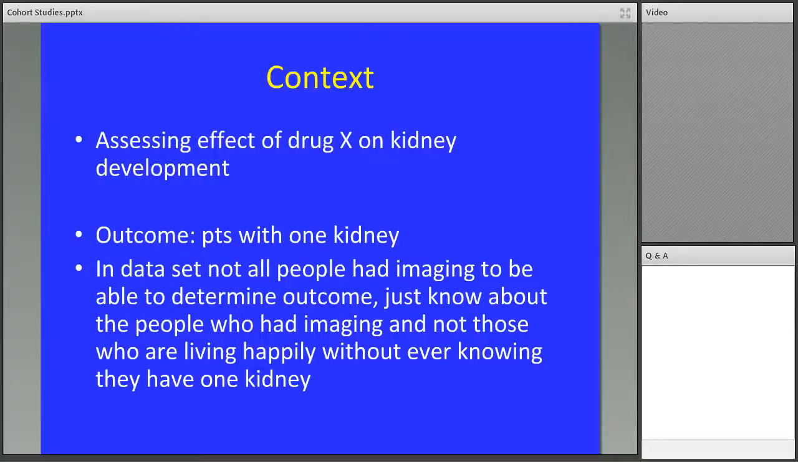So another example here is assessing the effect of drug X on kidney development. And your outcome is patients with one kidney. Now, in your data set, not all people had imaging to be able to determine outcomes. You just know about the ones who had imaging, and you don't know about those people who are happily living without ever knowing they have one kidney. So that's going to bias you towards thinking about your outcomes.